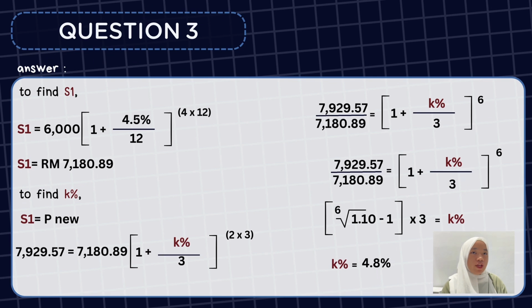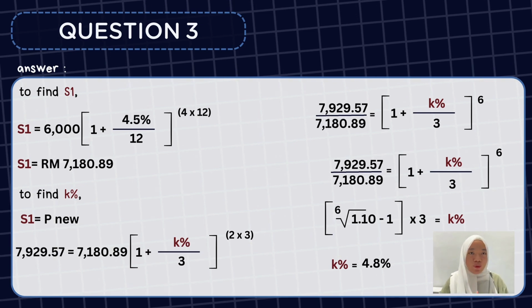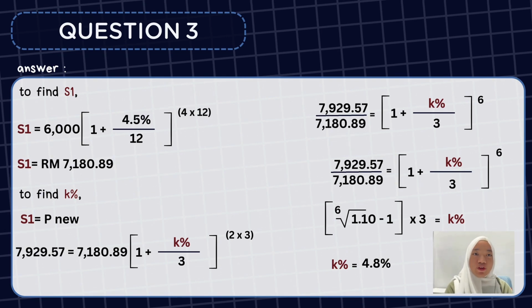First thing first, we need to find S1. We just replace the information that we got in the previous slide into the formula. So we will obtain 7,180 ringgit 89 cents. Next, find the K percent. We need to replace S1 as new P. So just use the same formula.